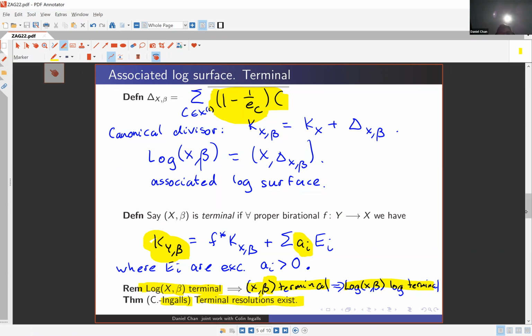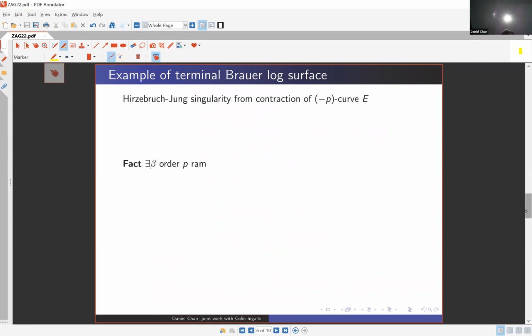Okay, let's move on to an example of a terminal Brauer log surface, just to show you how it's quite different from, and exhibits some new phenomena that you wouldn't see otherwise. By the way, for this project, we did the geometric part, where you work over an algebraically closed field, quite some time ago. But for some reason, this arithmetic story introduces a lot of interesting examples. In particular, this one involves a Hirzebruch-Jung singularity. I've only recently got into these mixed characteristic things, so my impression is that the notion of a Hirzebruch-Jung singularity in this context is not so well defined. So I better say exactly what I mean here.